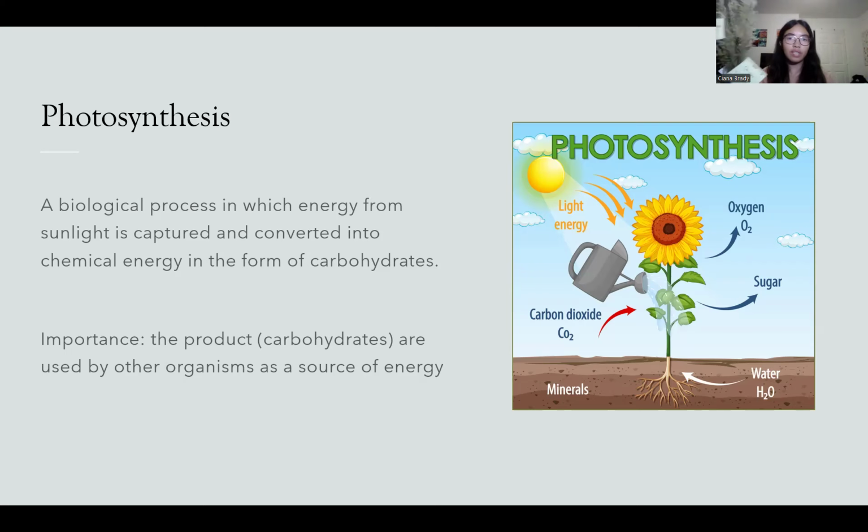Now, there are some things that we can't see, and that includes things like our carbon dioxide, which plants need to take in, oxygen, which plants release and that humans take in, and then glucose, which is inside of the plant, so we don't really have a picture of that. And then I will go into the importance of photosynthesis, which is again, the product or carbohydrates are used by other organisms as a source of energy, which is referring to our sugar or our glucose.